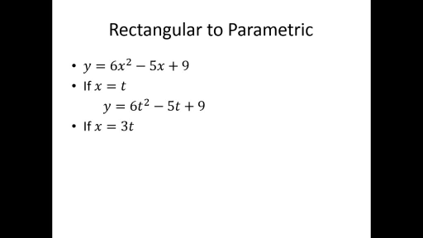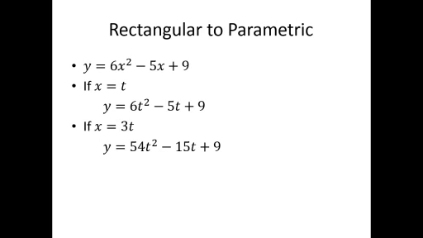Now, if I changed and said x is equal to 3t, instead of replacing all the x's with just t, I'm replacing all the x's with 3t. So 3t squared is 9t squared, 9 times 6 is 54, and then 3 times 5 is 15, and that's why we get that minus 15t. Okay, so it depends on what you pick as your x equals function, x related to t, because that's going to change what the y is.